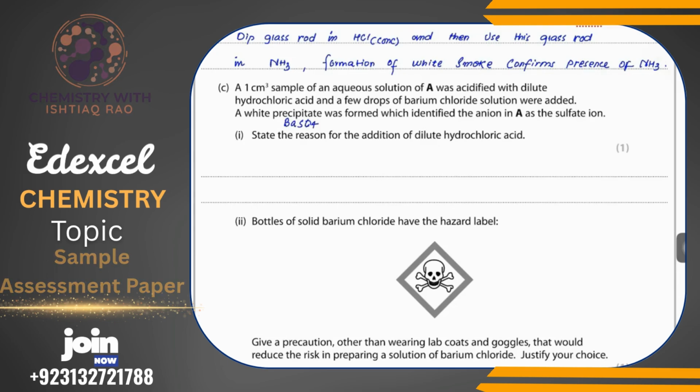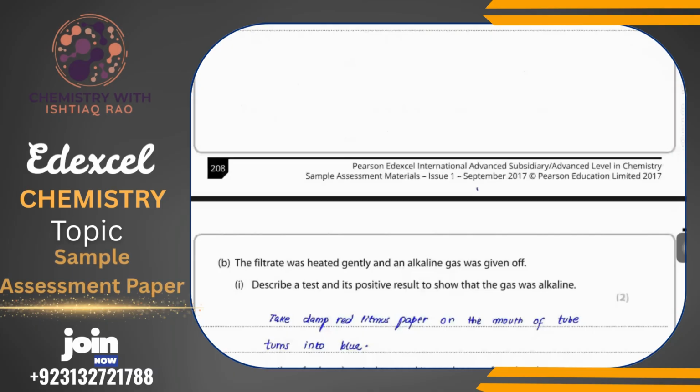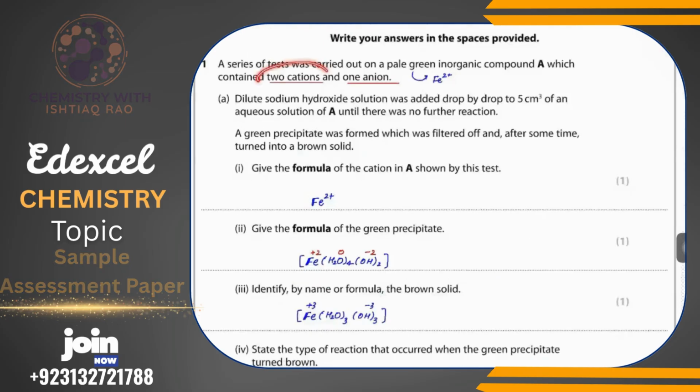HCl reacts with carbonate ions to prevent formation of any other sort of white precipitate. Yeah, you can say because in the question they have told you that we have two cations and one anion, right? So there should be one anion. So of course that's gonna be sulfate because we have confirmed by the addition of barium chloride.